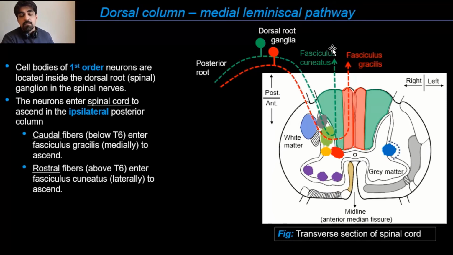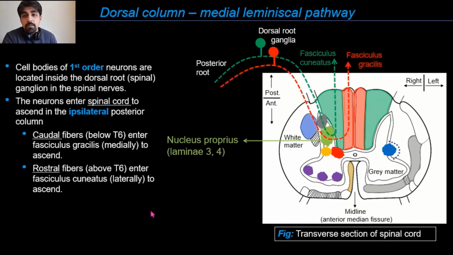Both the nucleus gracilis and nucleus cuneatus are receiving the same information. The only difference is that the nucleus gracilis receives the information about vibration, proprioception and two-point discrimination from the lower half of the body, and the nucleus cuneatus receives the same information from the upper half of the body.